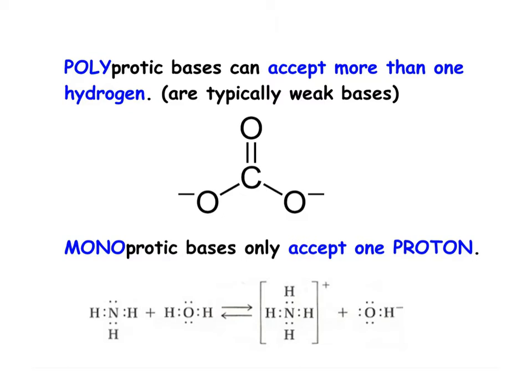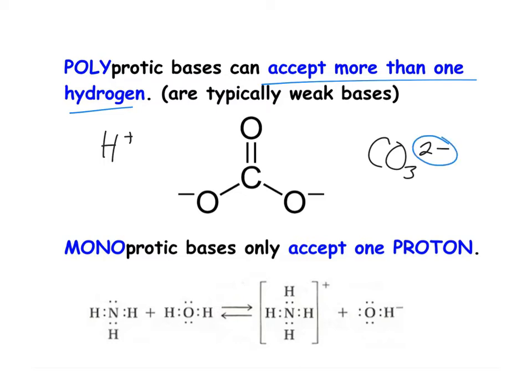Polyprotic bases, same thing, can accept more than one hydrogen. Hydrogen ions are H+. So if we have something like CO3 2-, that -2 tells me it can accept 2 protons. Something like NH3 can only accept 1 and become NH4+. So we can have polyprotic or monoprotic bases as well.